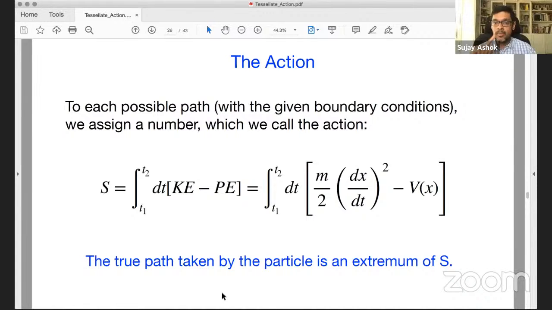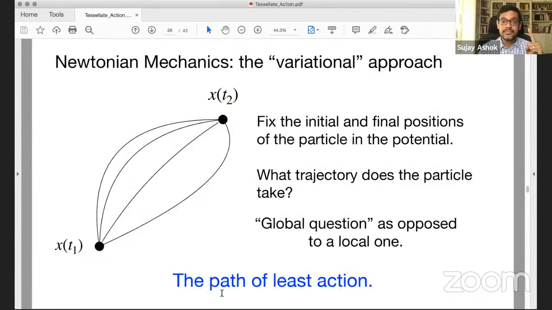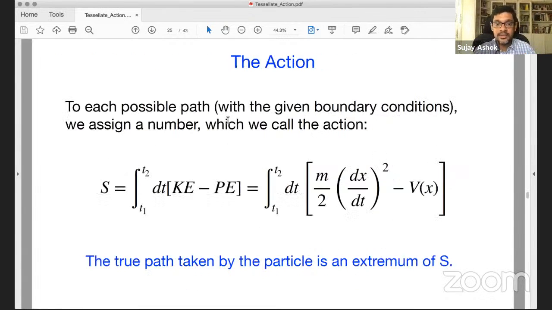No, this is a good point. The path doesn't mean just the x. It's x at t. It's very important at what time, what x you are. So I can have a path that can be like a helix. I can have a path that goes round and round and round and then hits x of t. All of those are different paths. Okay, excellent question. I hadn't thought of that.